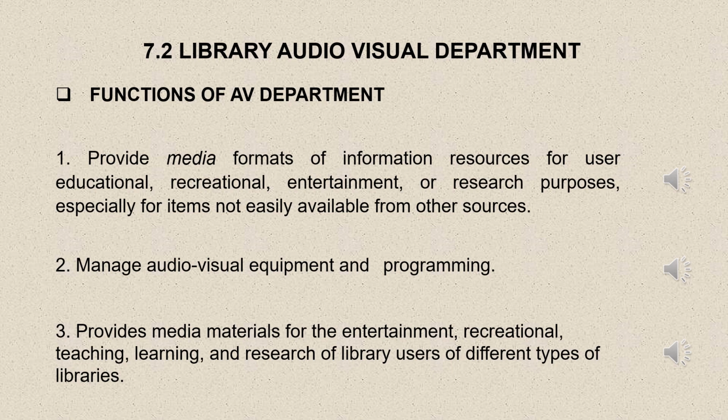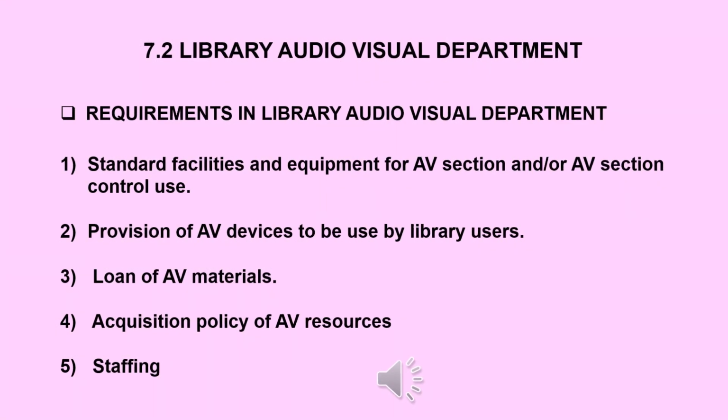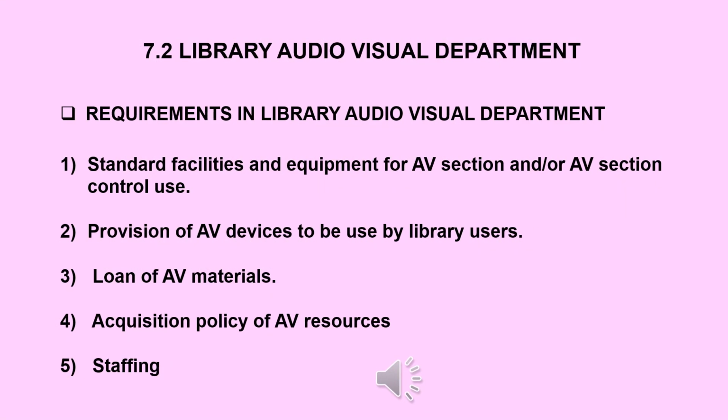There is more of the AV functions for each different type of libraries, but the above are a few basic functions of a library AV department. Among the requirements of a library audiovisual department may be the following. A library AV department needs to provide standard facilities and equipment for AV section and AV section controlled use.